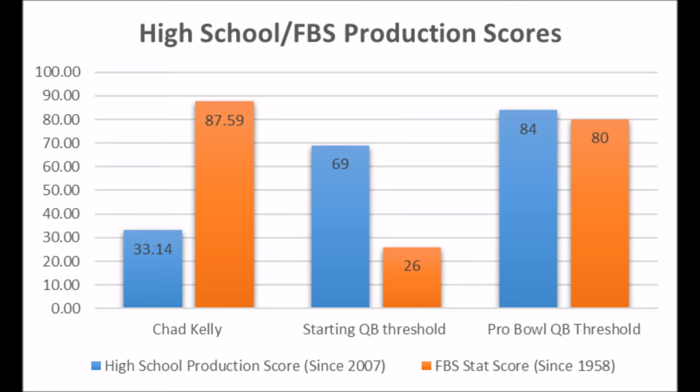Which, of course, takes us to the last man in the competition, at least the theoretical competition, in Chad Kelly. Chad Kelly, of course, is Mr. Irrelevant. He was the last player drafted in the 2017 NFL draft class. Based on his high school production score, he had a 33.14 high school production score with an 87.59 FBS stat score. He's another guy like Paxton Lynch, to where his high school production score does not hit the long-term starter threshold, let alone the Pro Bowl starting threshold. But he does hit the starting threshold and Pro Bowl threshold when it comes to his FBS stat score.